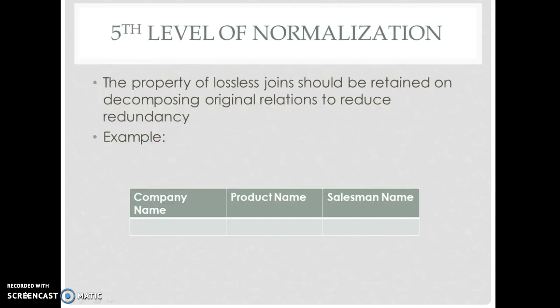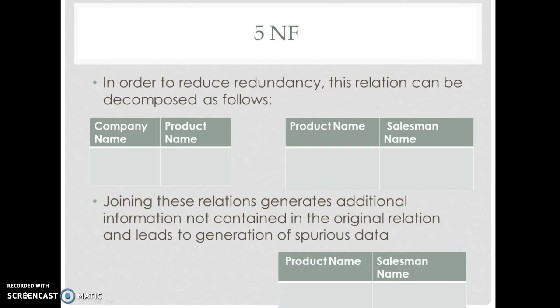For a table to be in fifth level of normalization, it should follow the property of lossless joins. For example, let us consider this particular table wherein there is a listing of all the companies which sell a particular product, then a list of all the products that are made by that particular company, and a list of all salesmen who work on those particular products. Now, we can actually separate out this table into two smaller tables in order to reduce redundancy.